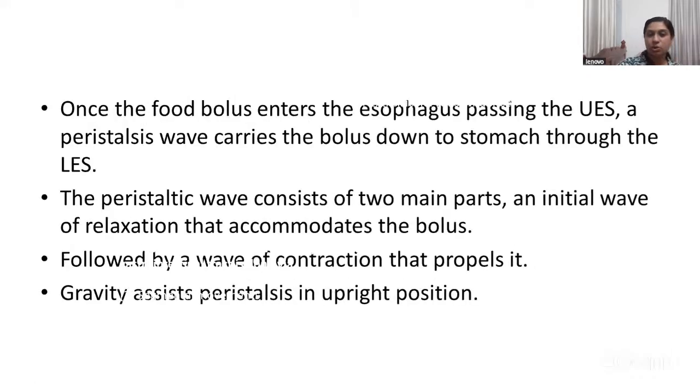And once the food bolus enters the esophagus, passing the UES, the peristaltic wave carries the bolus down to the stomach through the lower esophageal sphincter. And usually the peristaltic wave consists of two main parts: an initial wave of relaxation that accommodates the bolus, followed by a wave of contraction that leads to its propulsion. Gravity usually assists the peristalsis in the upright position. When we are eating in the upright position, gravity also helps the propagation of the bolus.